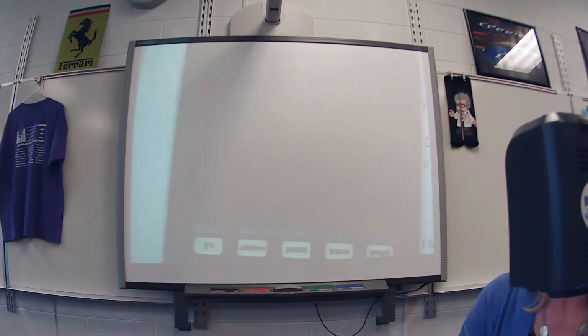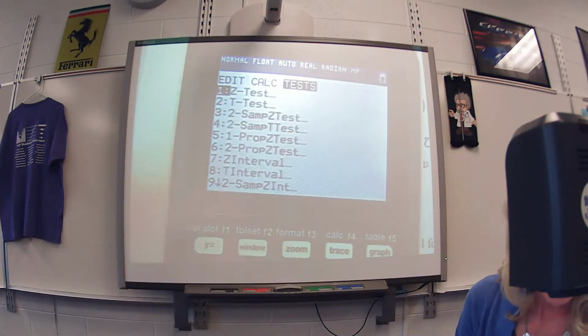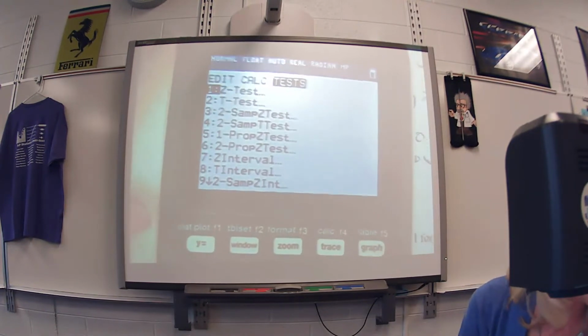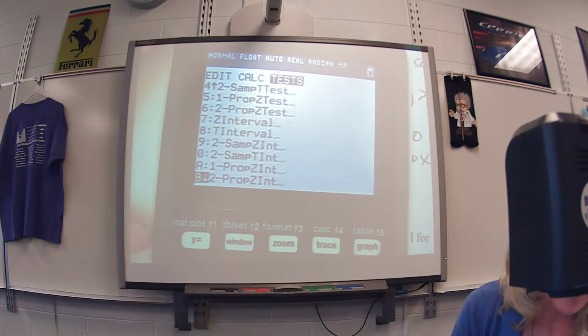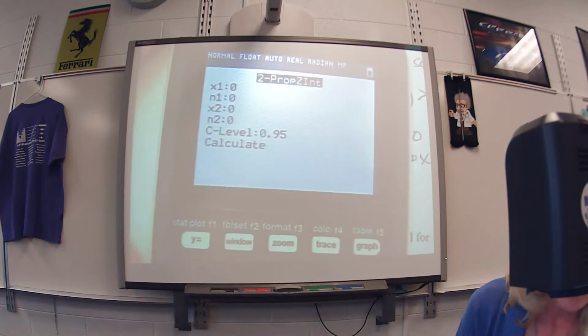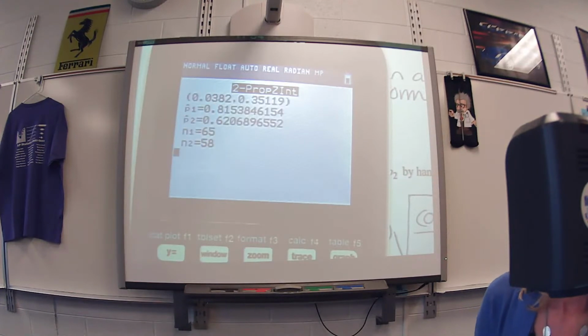If you are on an 84, of course, your stuff is all buried, so we have to find our 2 proportion Z interval. There it is. Same thing. We have 53 out of 65. We have 36 out of 58. And there it is.